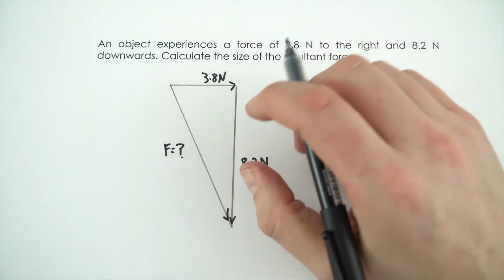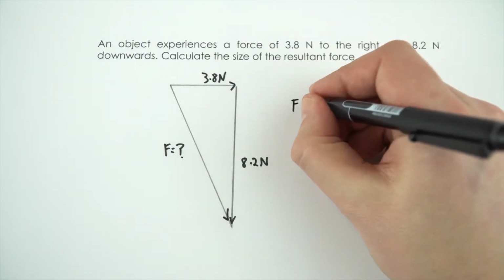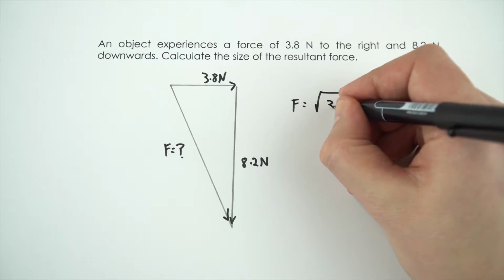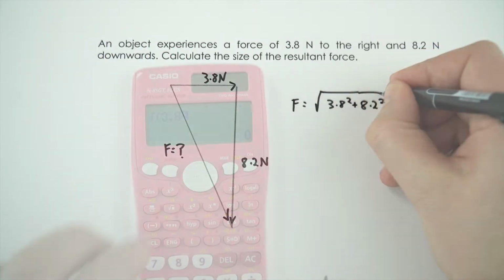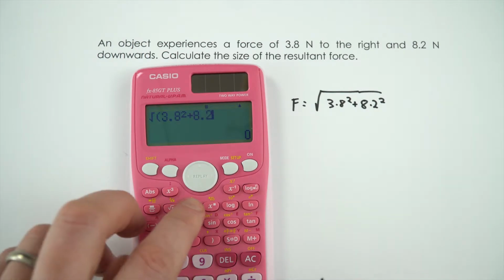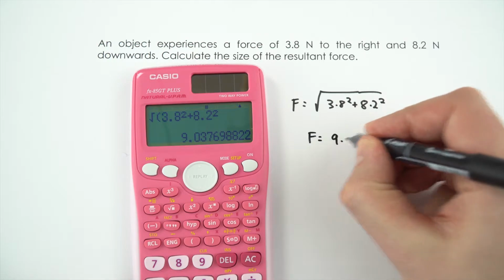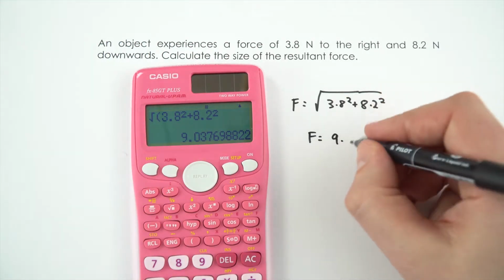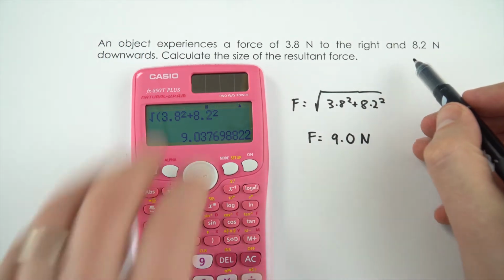Well, if we think about Pythagoras, we know that this squared plus this squared equals this squared. So that means the force is going to be equal to the square root of 3.8 squared plus 8.2 squared. When I put the numbers into the calculator, it then gives a final answer of the force being equal to 9.037. So that's just 9.0 newtons to two significant figures like my raw data.